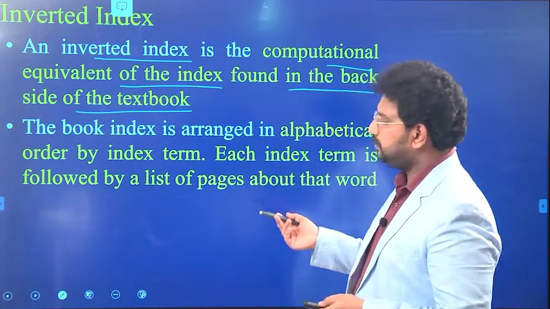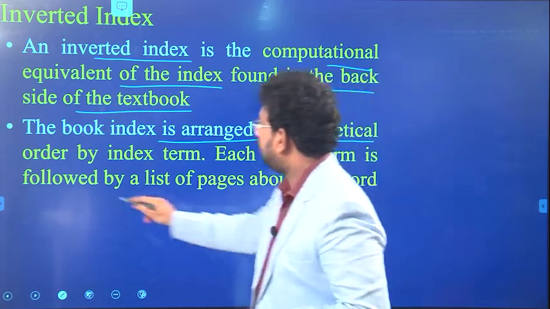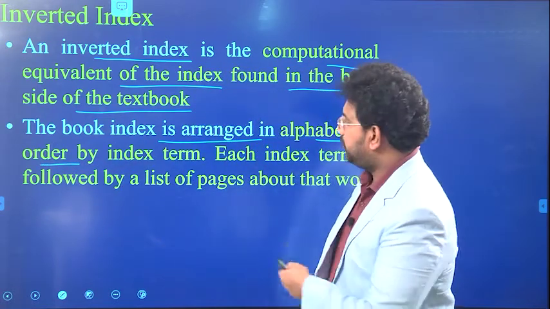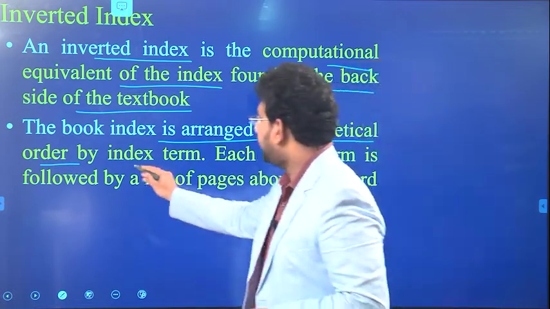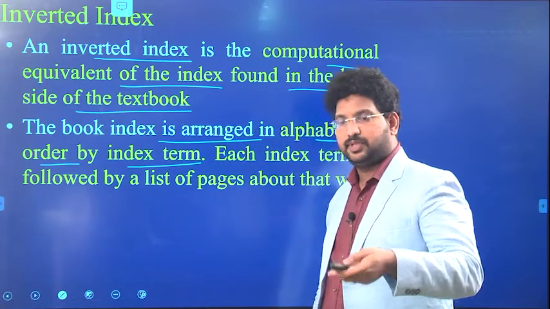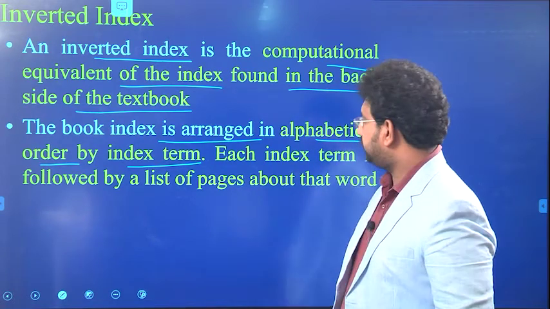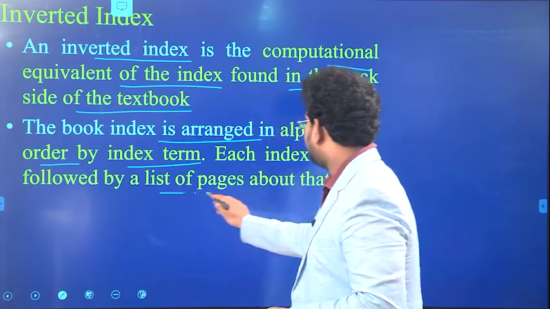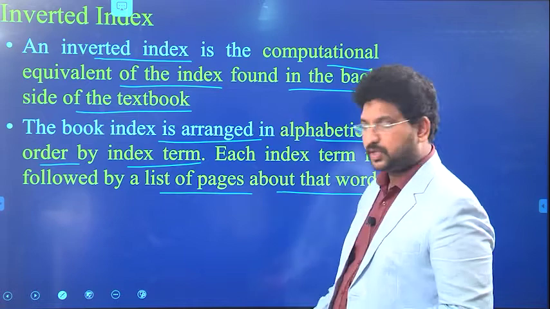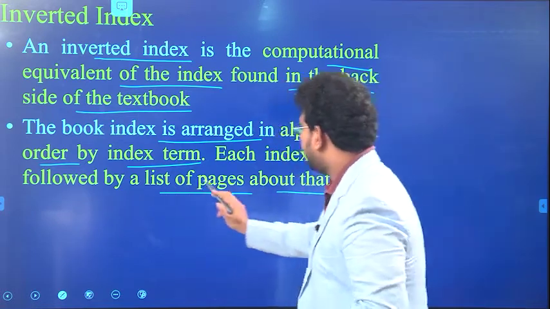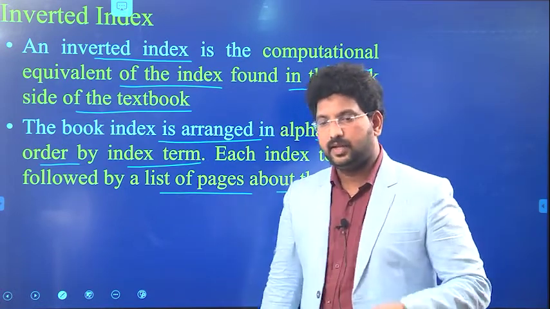In the book, if you observe, the book index is arranged in alphabetical order. This is a very important point. When you see the book index, it is clearly arranged in alphabetical order by index terms. Each index term is followed by a list of pages about that word. So the index term is followed by the list of pages about that word.